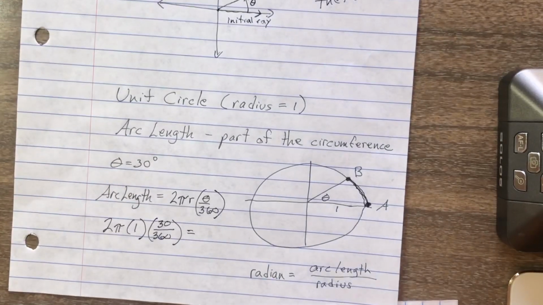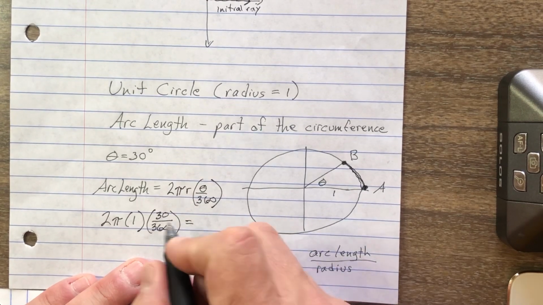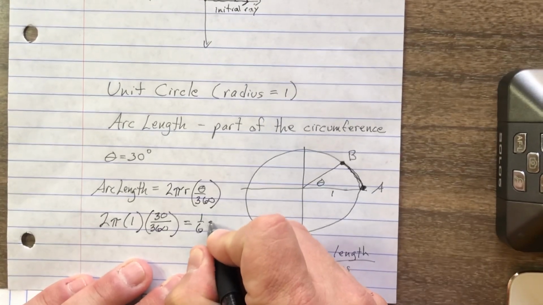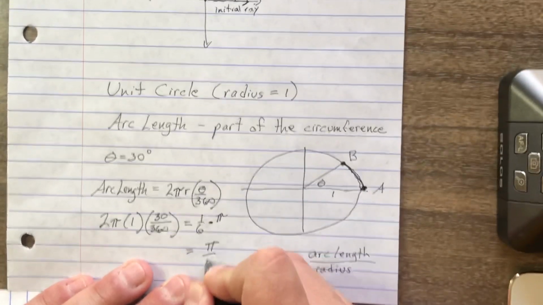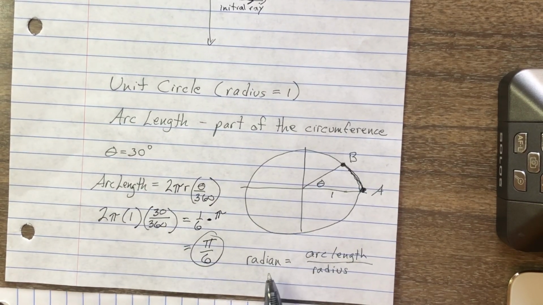So use your calculator app on your phone to figure that out. But that means the answer is 1/6. But since I didn't multiply by pi, that would be 1/6 times pi, which is pi over 6. And that's the answer. Okay? That's what we call radian measure.